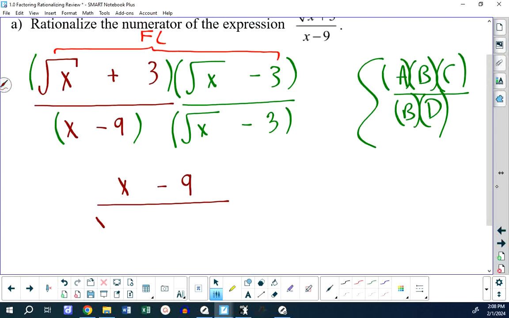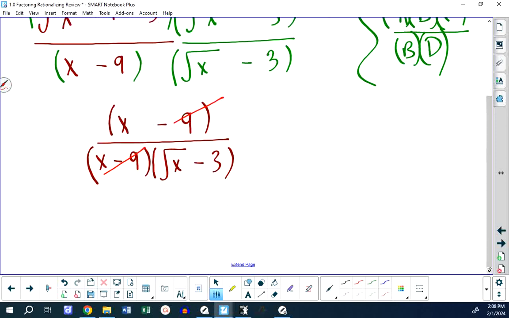Well, that's brilliant because we have an x minus 9 here as a factor. And we have an x minus 9 in the denominator and the numerator, so they cancel. And what am I left with on the top? 1 over root x minus 3. And the bigger picture, everybody, is this.